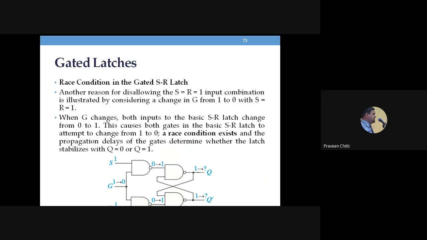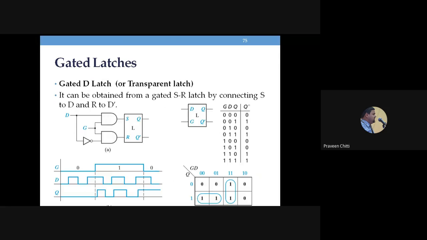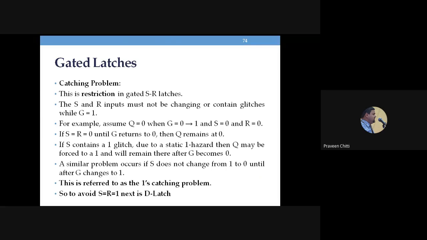And that race around condition is, as I explained, when both are 1, 1. That is, when S is 1 and R is 1, both outputs will try to become 1, which violates the basic definition of the latch, and that itself is called the race around condition in the latches or the race around condition in the flip-flop. Right? So that is about the SR latch.